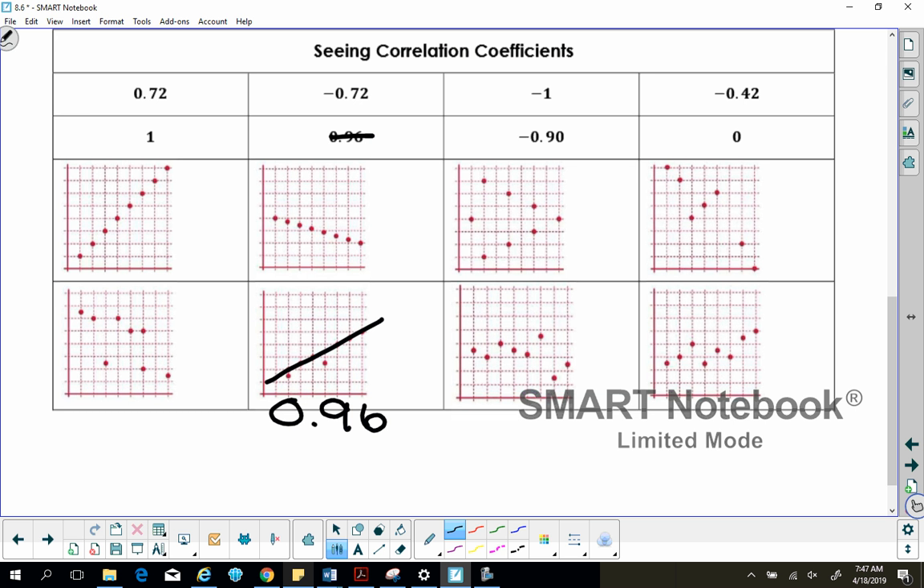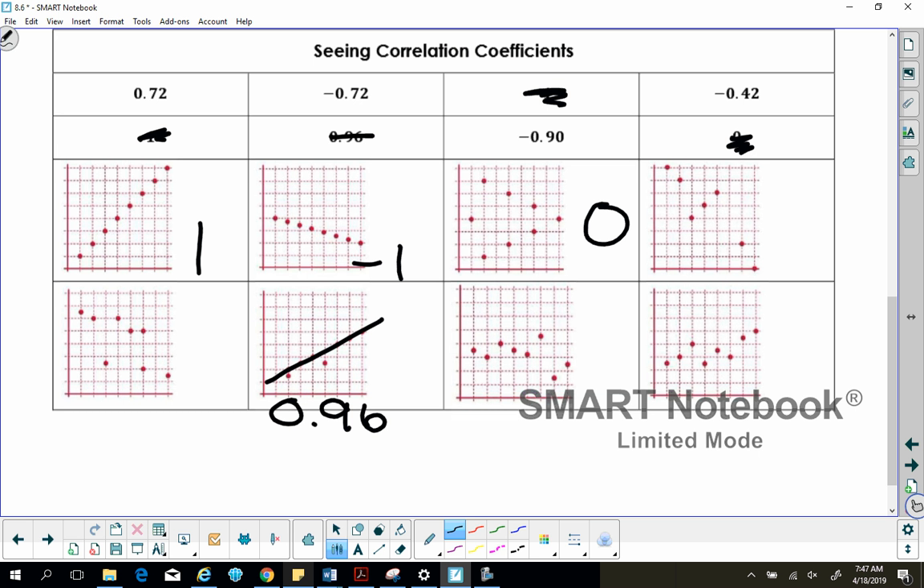All right, let's see if you got this. So, Allison, what's this first one? 1. See, it's perfect. I'm going to cross it out when I'm done. Brixiana, what's this one right here? -1, because it's perfect. Beautiful. So I'm going to cross that out. Kamari, what did you get for this one right here? 0, right? There's not any correlation there.